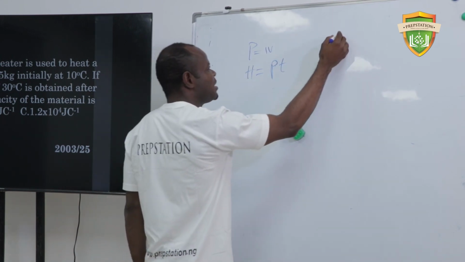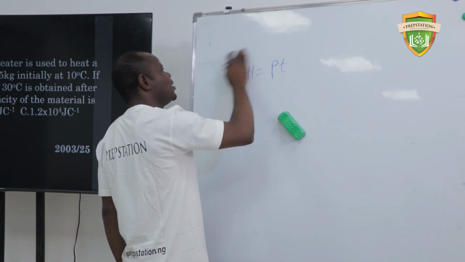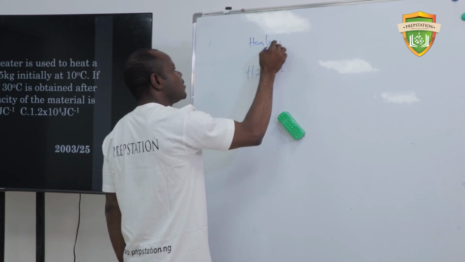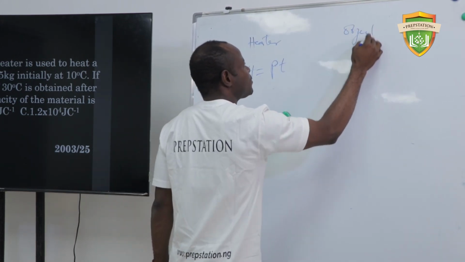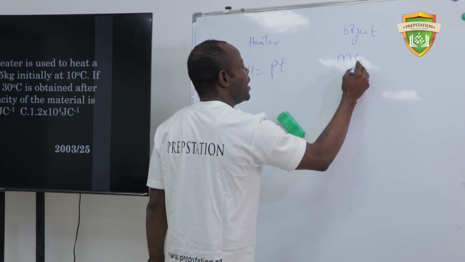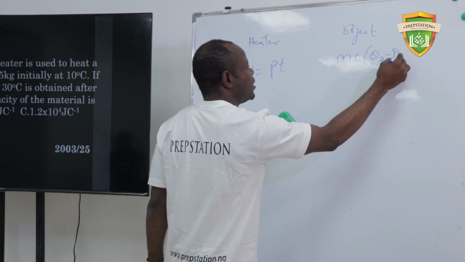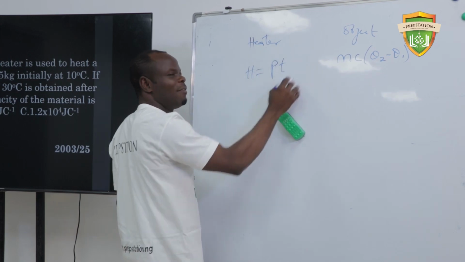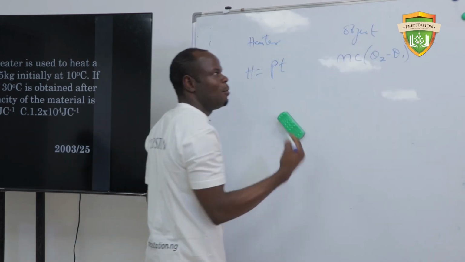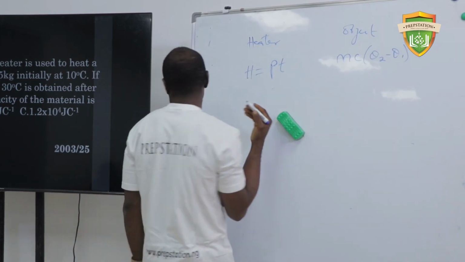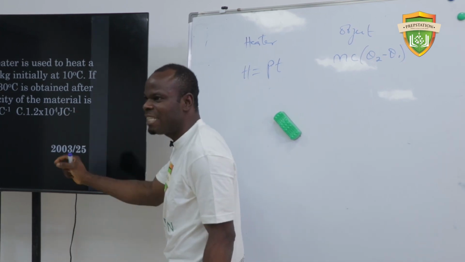So the heat that will be received by the metal object, let me put it this way. This is the heater, this is the object. The object will take it in this form: mc times change in temperature. This is what will happen. The heater will give out the heat and it will be received by the hot object. Don't forget, we are looking for the heat capacity.